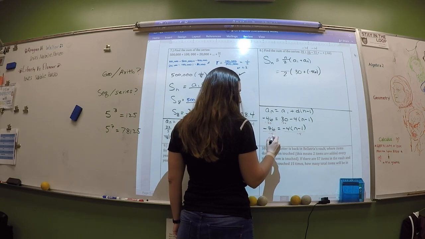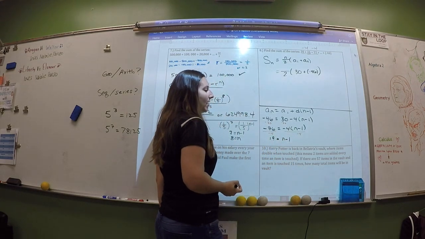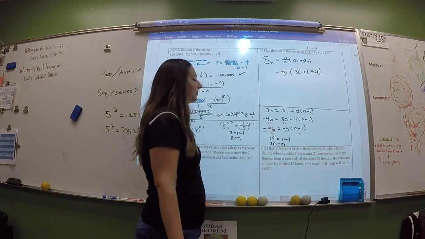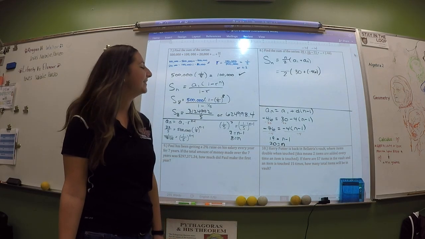Wait, no. Negative 46 minus 30 was negative 76, so n is 19. Oh, darn it.